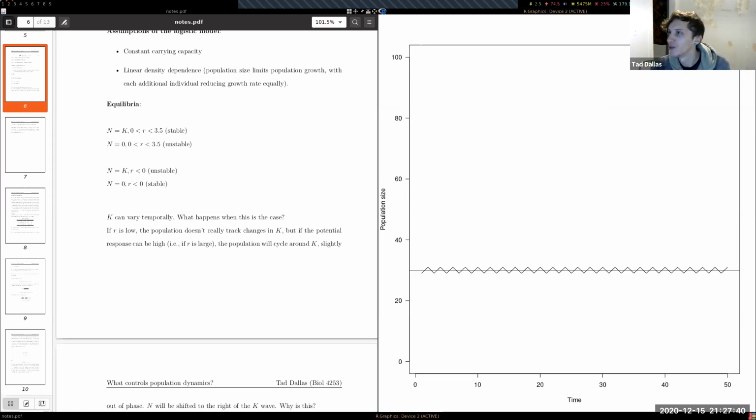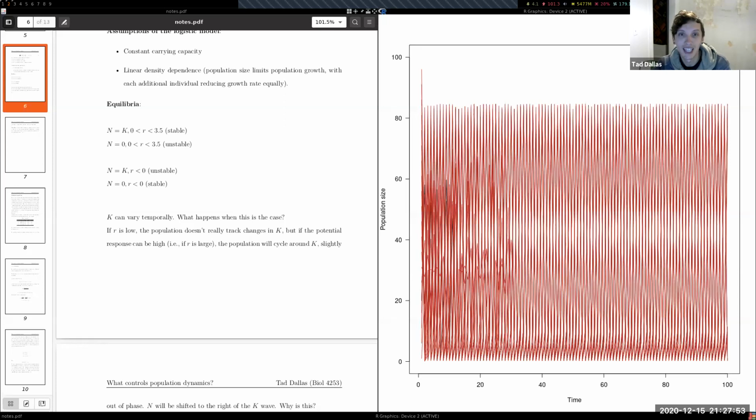What happens when we start ramping this up? Let's say the population growth rate all of a sudden goes up to 3.2. Then it gets messy, right? The carrying capacity of this population is still 30 individuals, but we never see it stay at 30 individuals.